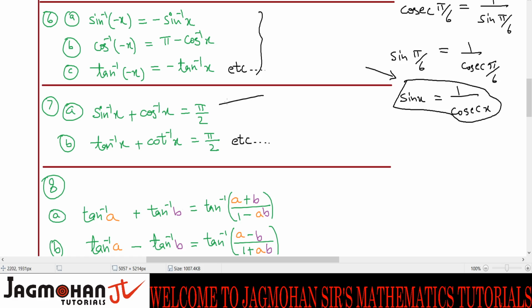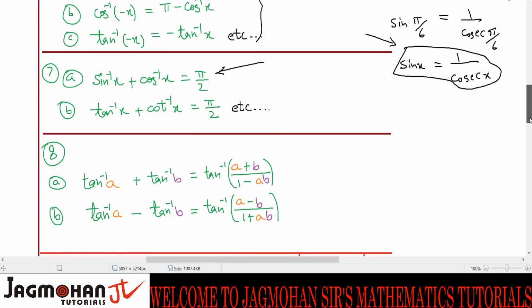Then here, sine inverse of x plus cos inverse of x is pi by 2. Tan inverse of x plus cot inverse of x is pi by 2.